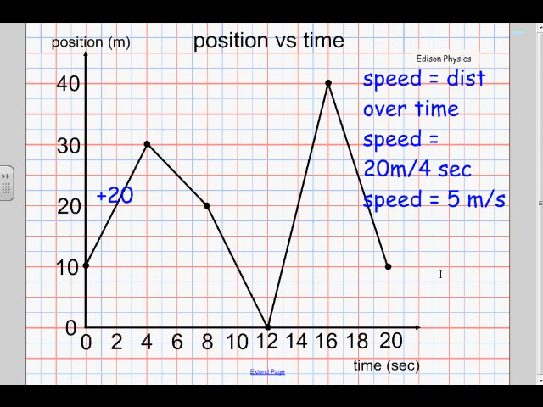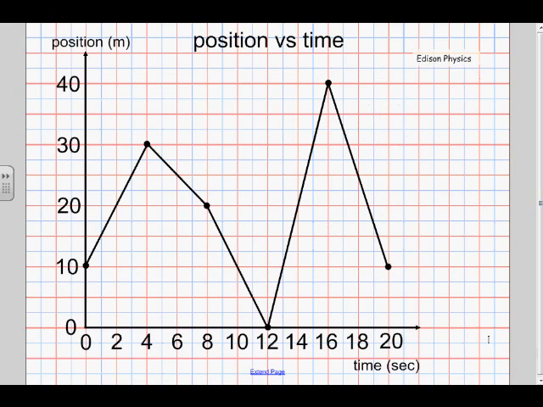So in the first 4 seconds, from 0 to 4, we traveled 20 meters in 4 seconds. My speed is 20 divided by 4, 5 meters per second. Hopefully that's nice and clear and makes some sense. Okay? Now, let's look at another example. Same graph, we're going to do a different calculation.